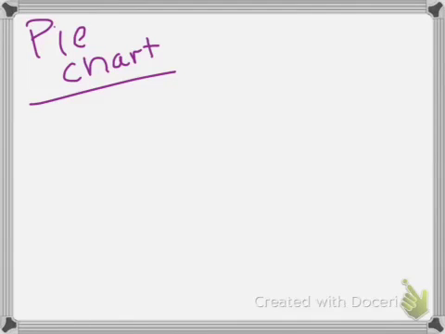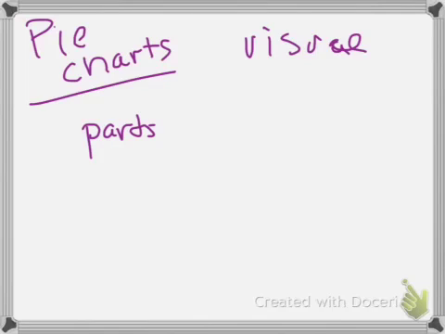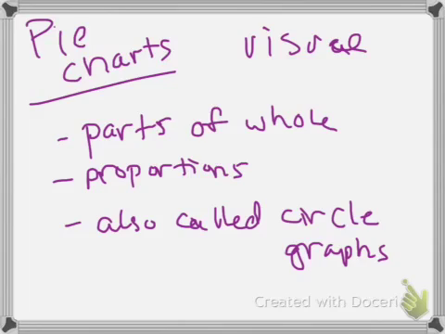So here we are going to talk about pie charts. A pie chart is just another way of providing a visual of information. But the benefits of a pie chart are different than the benefits of other graphs. For example, a pie chart considers the parts to wholes, or parts of a whole, or the whole. It also helps you look at proportions, and they are sometimes called circle graphs.